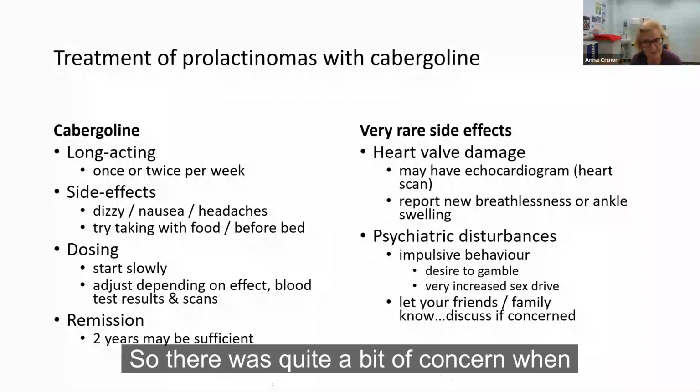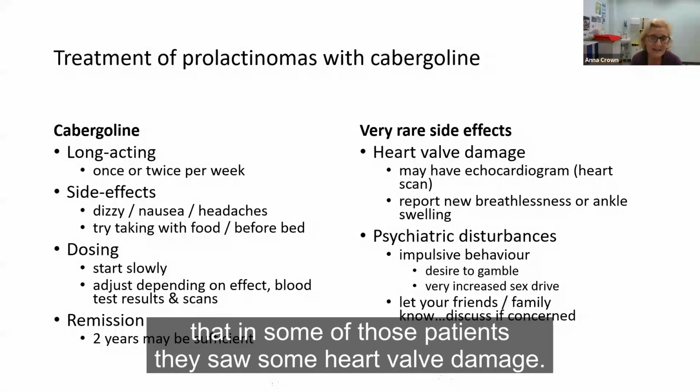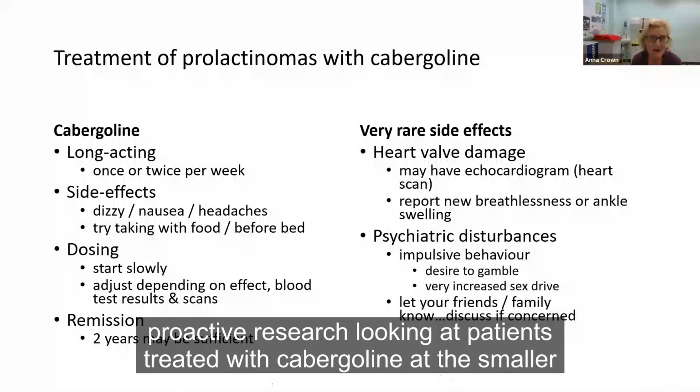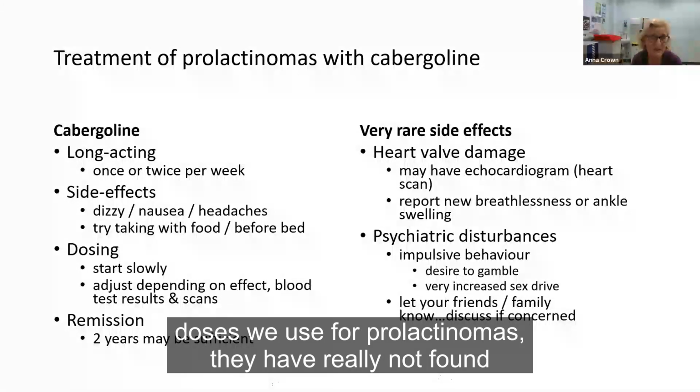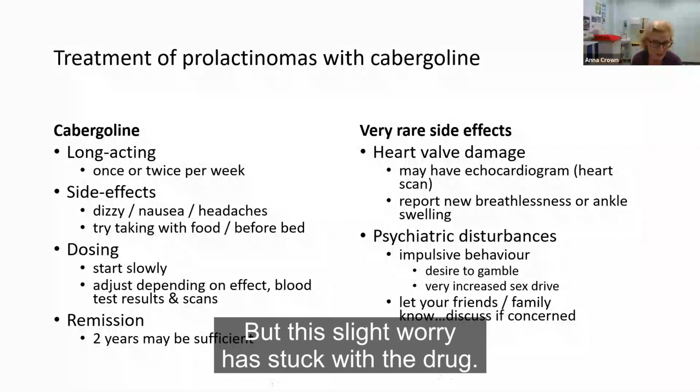So there was quite a bit of concern when cabergoline was used in much older patients with Parkinson's disease, that in some of those patients they saw some heart valve damage. Now, when people have done a lot of really proactive research looking at patients treated with cabergoline at the smaller doses we use for prolactinomas, they have really not found any particularly worrisome outcomes at all in terms of the heart valves. But this slight worry has stuck with the drug.